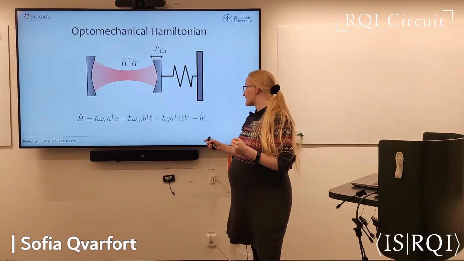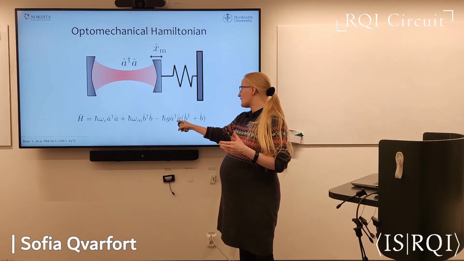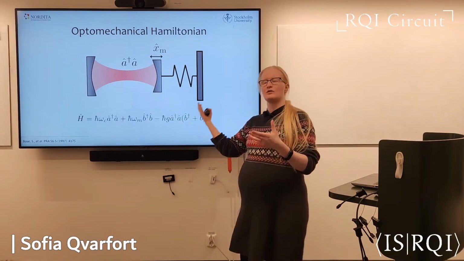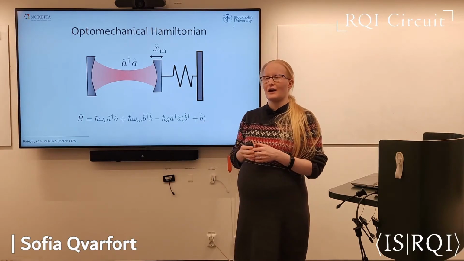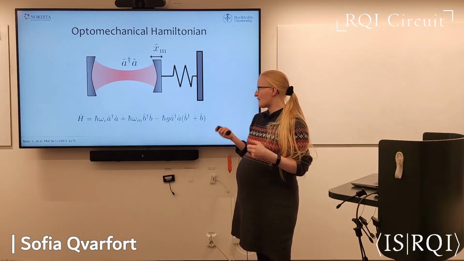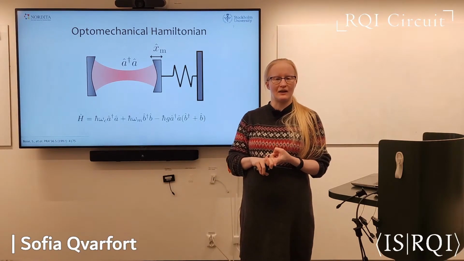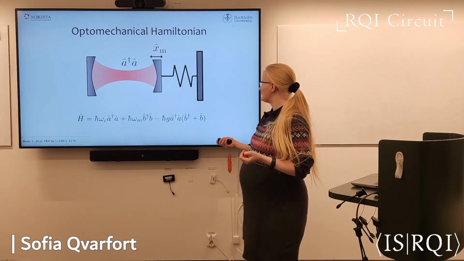In many cases, to describe experiments, you go on to actually linearize these dynamics. You drive the optics very hard, and that gives you easier mathematics. But we want to stay in this regime, A, because it's the fundamental regime, and B, because we actually see some sensing advantages in this regime.